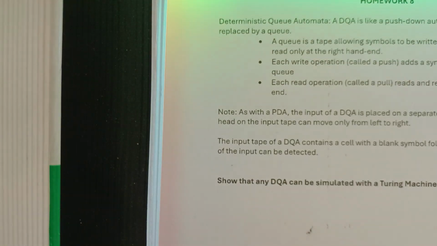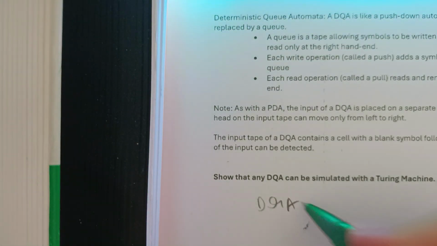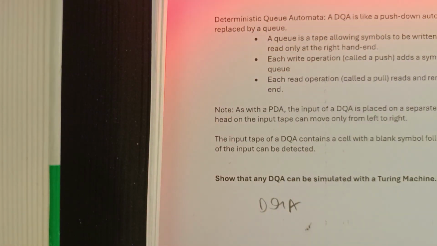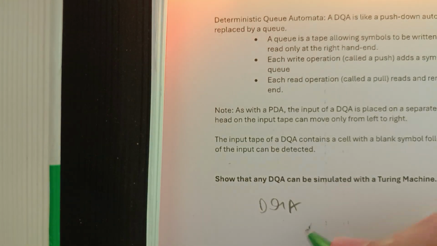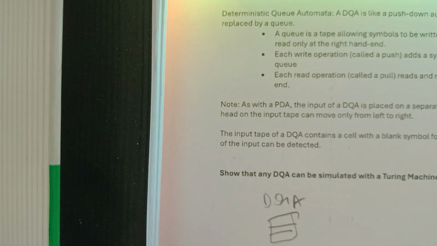What is deterministic queue automaton, DQA? A DQA is similar to a deterministic pushdown automaton, except that instead of a stack we have a queue. The queue allows symbols to be added only at the left-hand end, and the queue allows symbols to be removed only from the right-hand end.